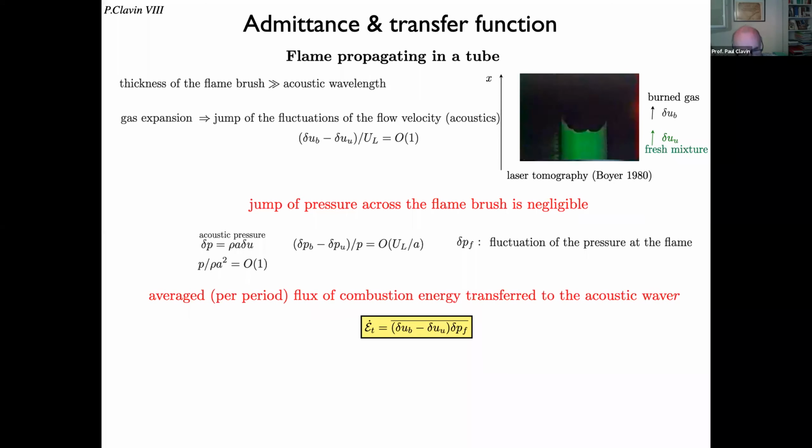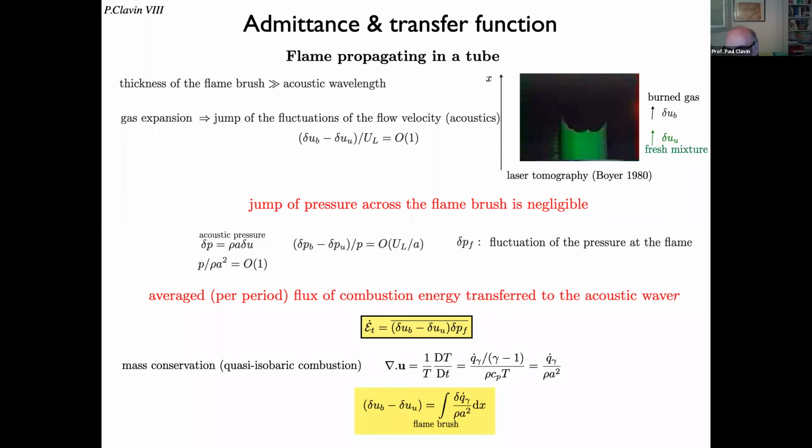Because of this difference of velocity, on one side you are compressing, and on the other side you are expanding. So you should have the difference, the energy, which is the average over the period of oscillation, the average flux of combustion energy, which is transferred to the acoustic wave.